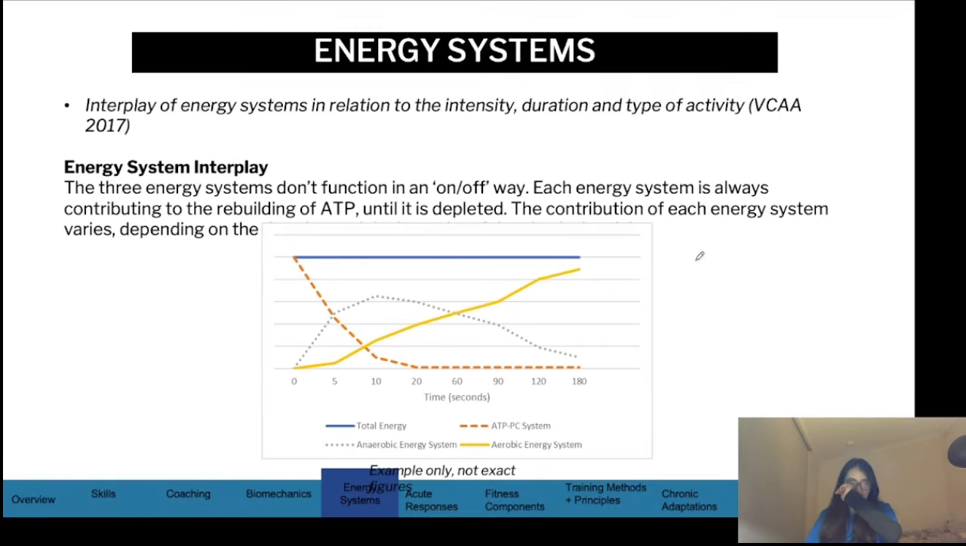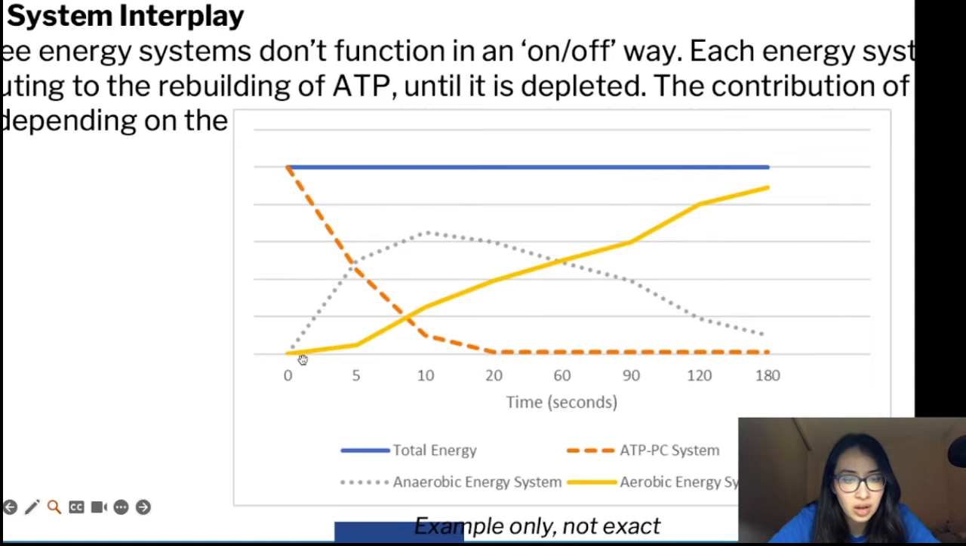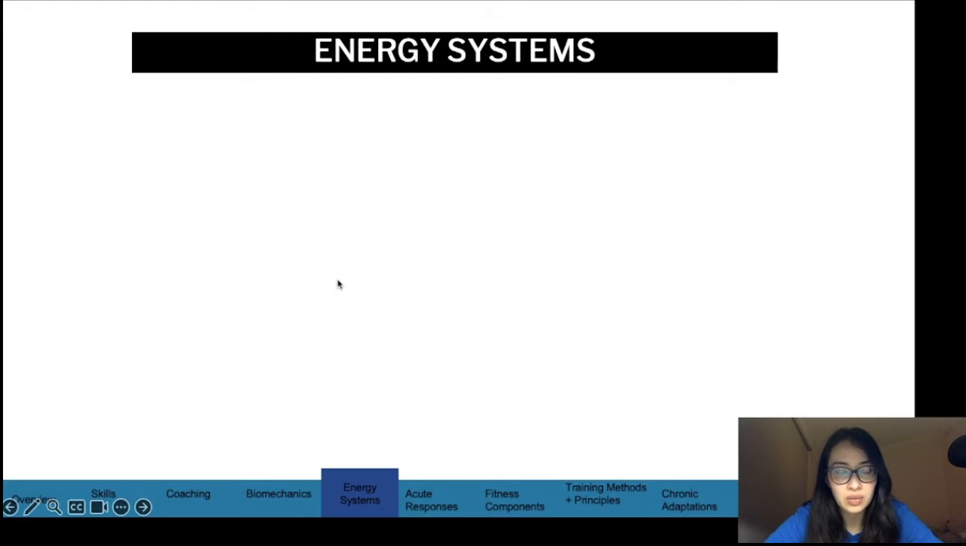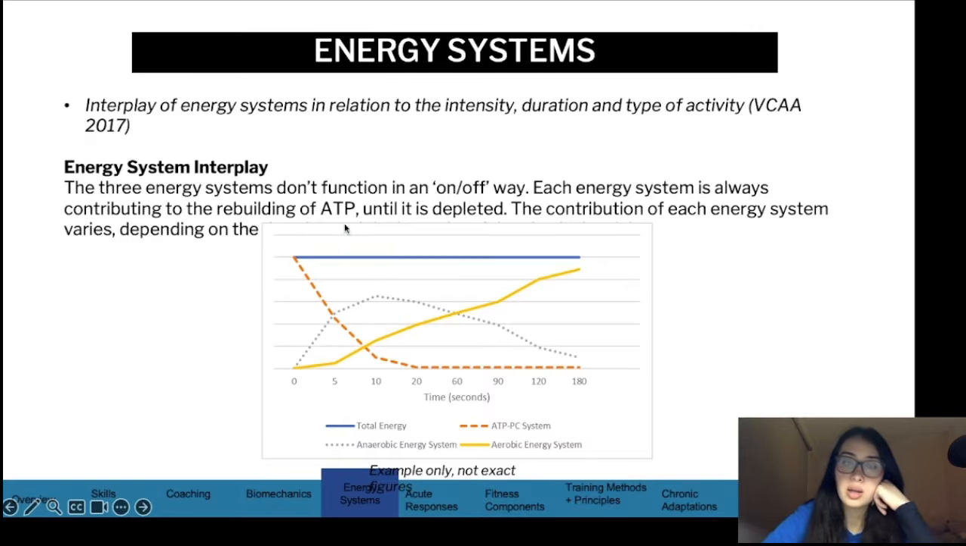Anyway, looking at this diagram, it's hard to see, and it looks like this is at 0 here, but it's not actually at 0. It should be slightly above 0. So all three energy systems are contributing at any one given time. If we look at this spot here, like 5 minutes, we can see we've got the aerobic energy system a bit high, quite low, but it's not 0. We've got the ATP-PC system a bit medium, and so is the anaerobic system. And so the greatest contributors are these two systems, the ATP-PC and the anaerobic energy system.